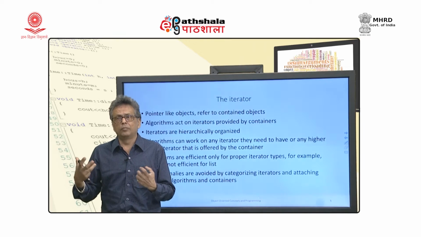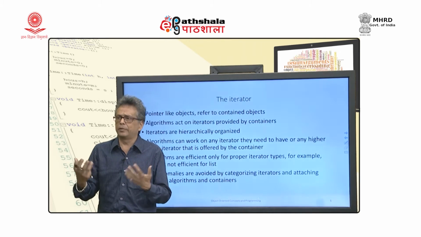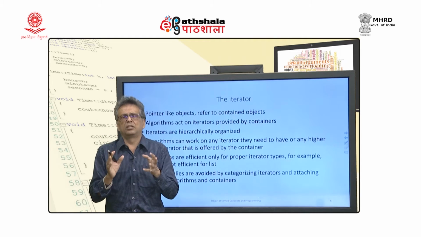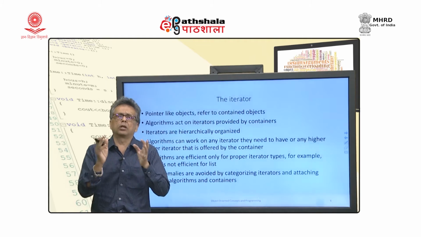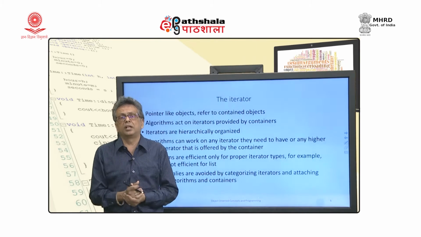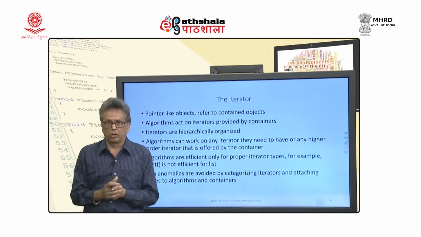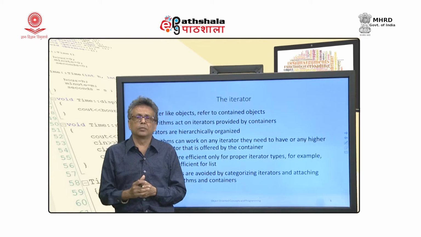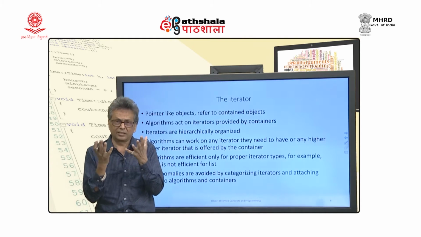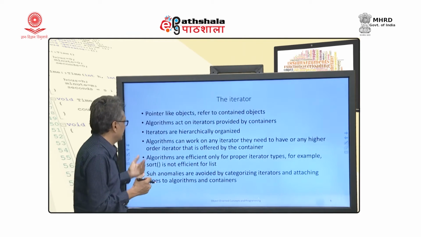So, how are the algorithms designed? For example, there is an algorithm called sort. It is specified that sort demands a random access iterator, and only a container which provides a random access iterator can work with sort. So, if you call the generic algorithm sort with a list object, you will get a compilation error. This is the power of the iterator and the categorization.